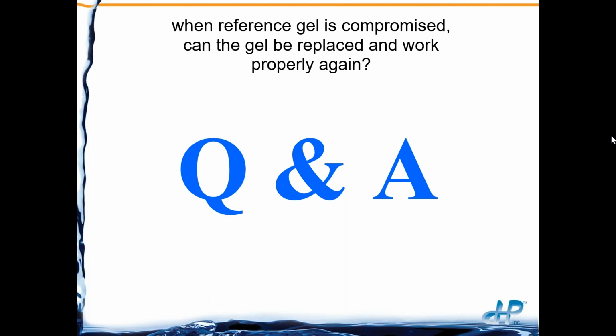So next question is, when a reference gel is compromised, can the gel be replaced and work properly again? It depends on what type. If it's gel filled, most of these are not refillable, but some probes are rebuildable, is what they call it, where you can physically pull out the reference portion and put a new one in. So depending on your system, you may or may not be able to do that.